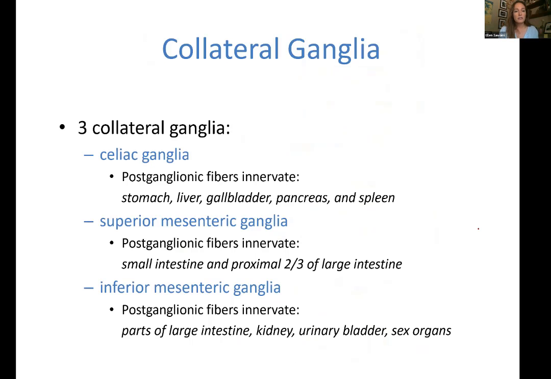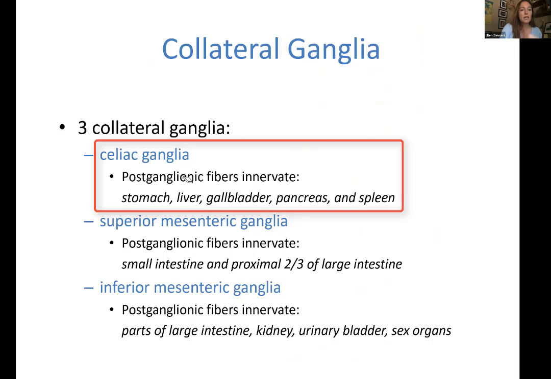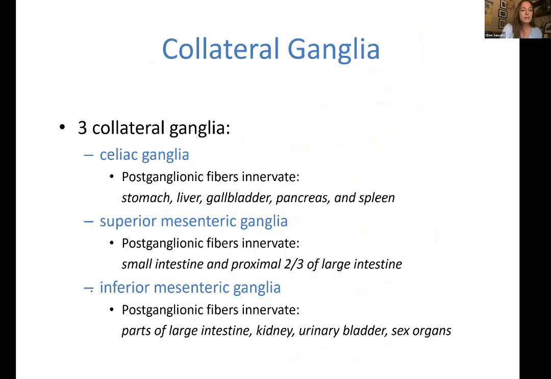So this is just a thing of the ganglia. I don't care that you know the names specifically. I may mention the names, but if you just think of celiac as the top, then this is the middle and this is the bottom. So we have top, middle, bottom of our abdominal cavity. So if you think of the bottom, think of that's where your sex organs are, the bladder.